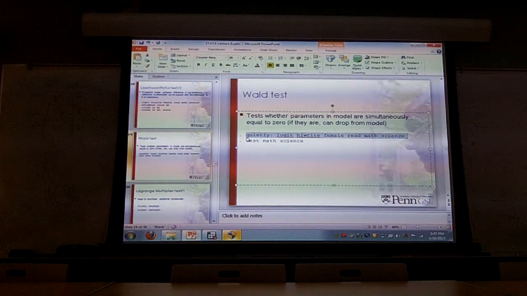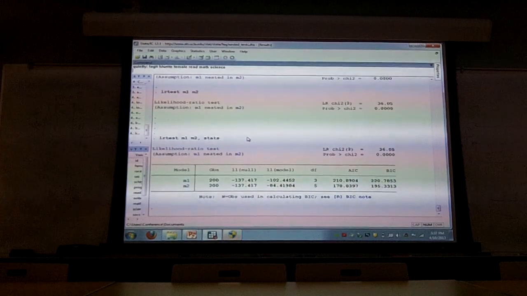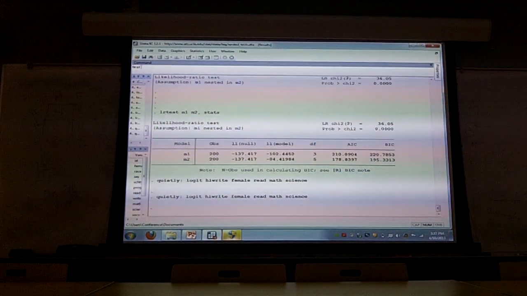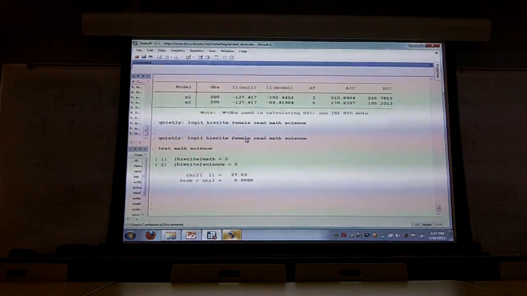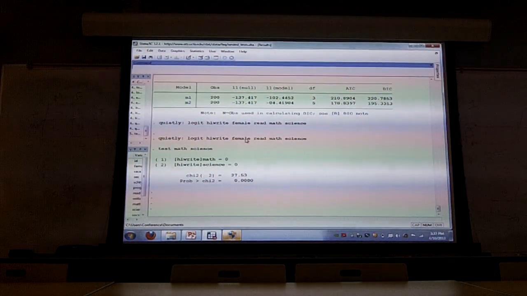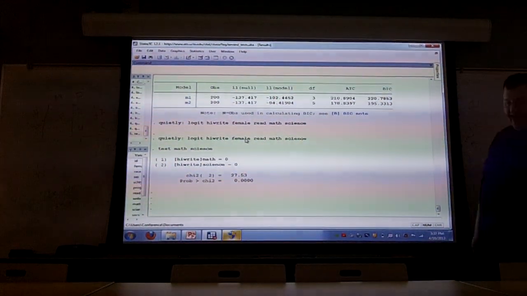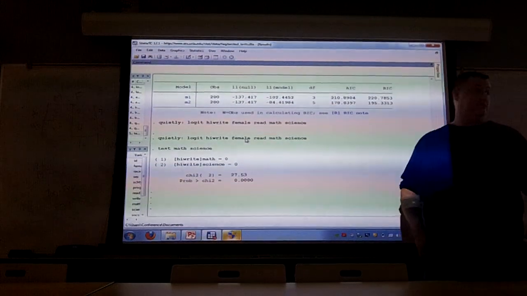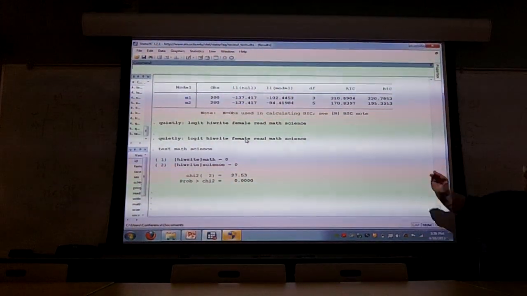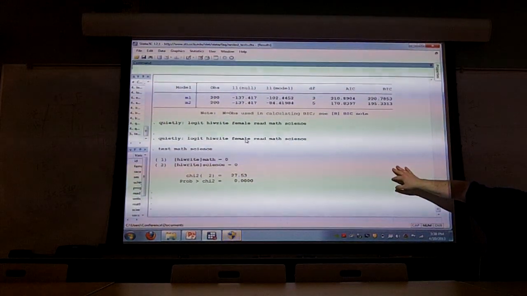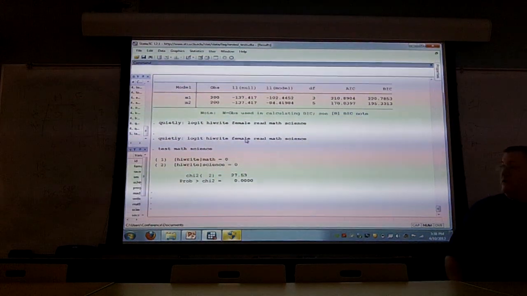Now here's another thing I can do. What this Wald test does is another way of asking the same question. What we just did before was a likelihood ratio test, and what I've just done here is called a Wald test, W-A-L-D. Just by doing this quietly.